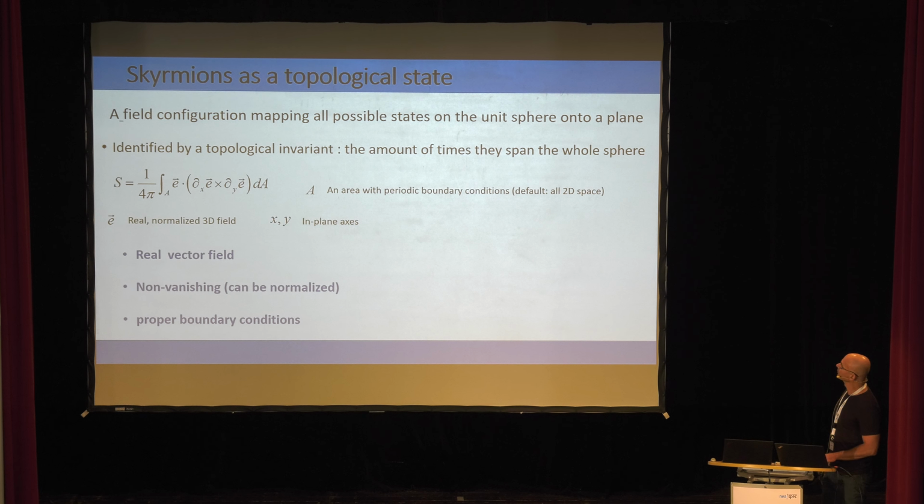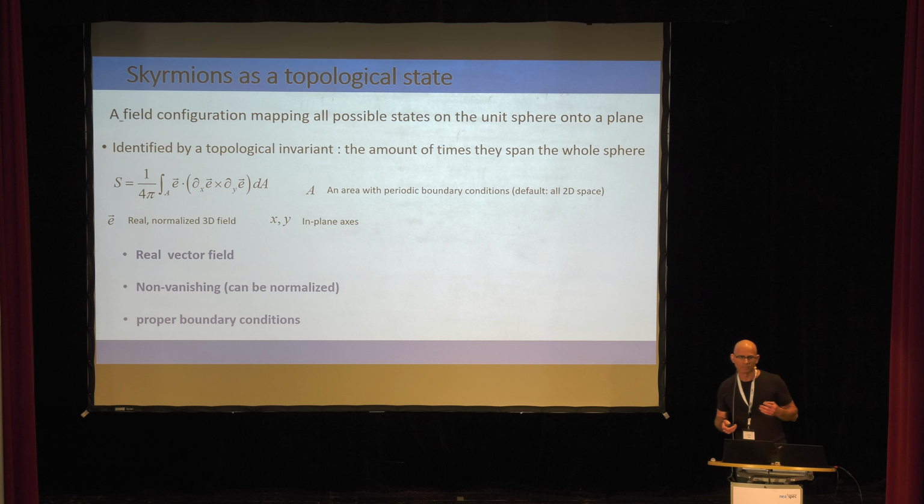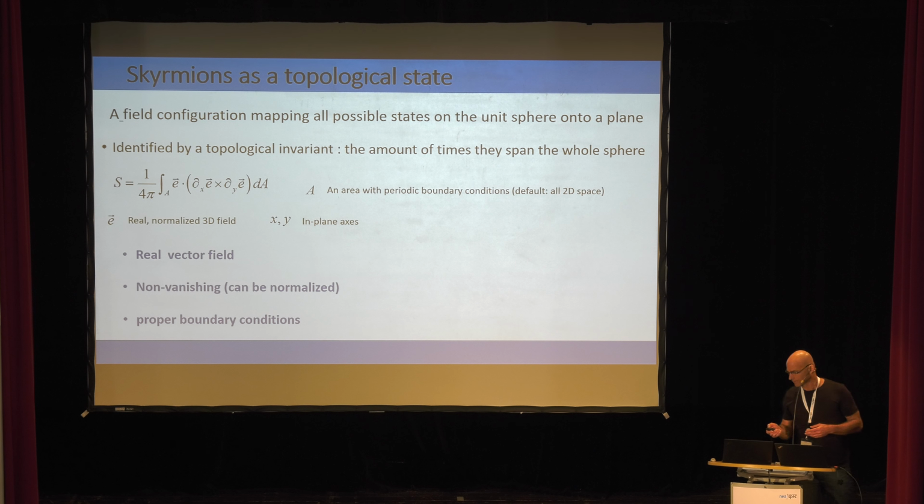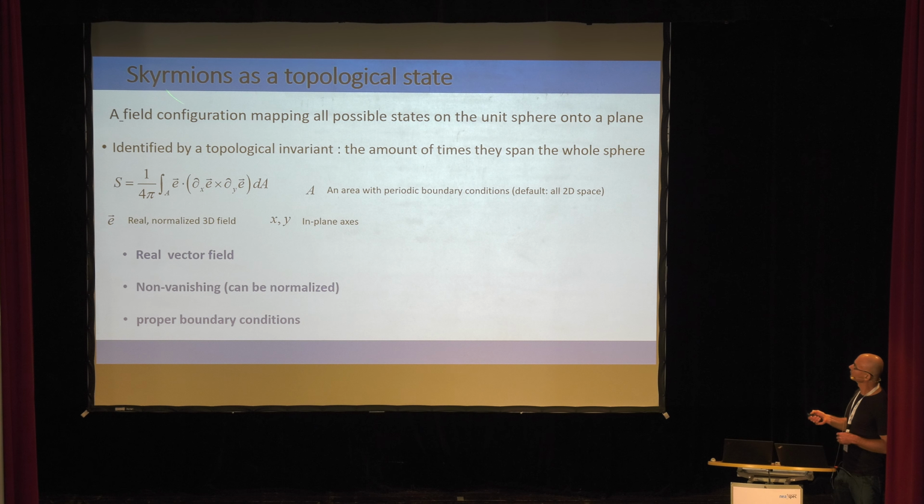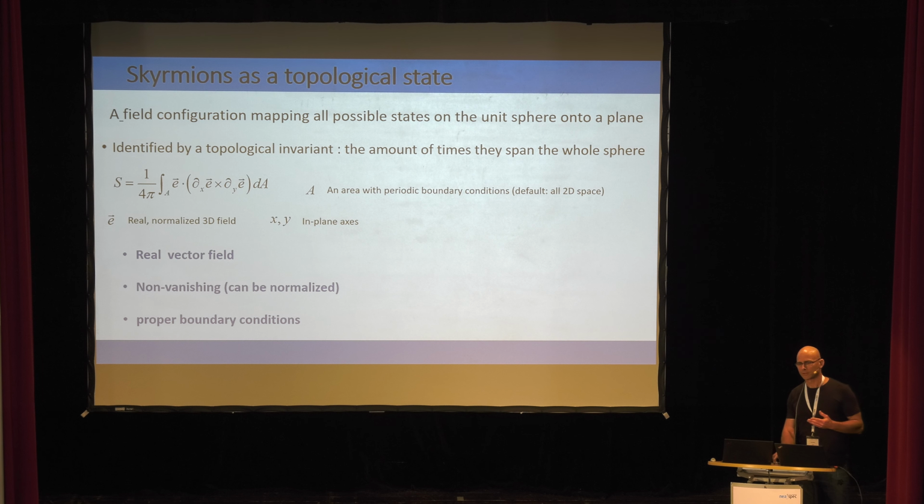So what is interesting in the skyrmion, and what makes it robust, is that they have a kind of topological protection. In other words, they are a topological state. They can be identified by a topological invariant called the skyrmion number or the Pontryagin index. I will not get into the details of how to calculate it now, but what it does is quantify how many times the entire space of directions was spanned.